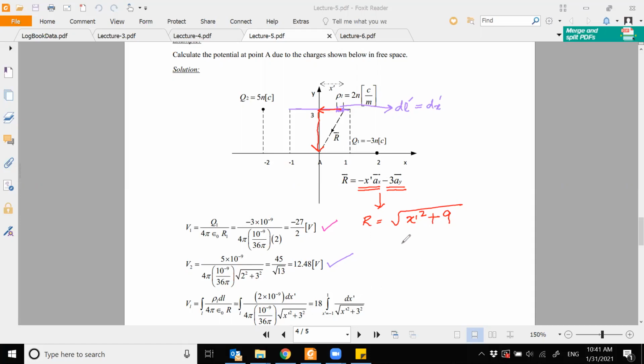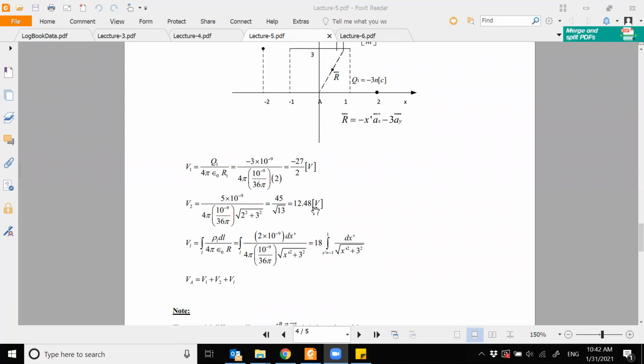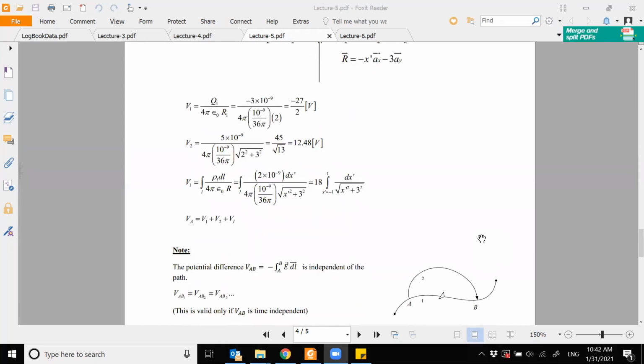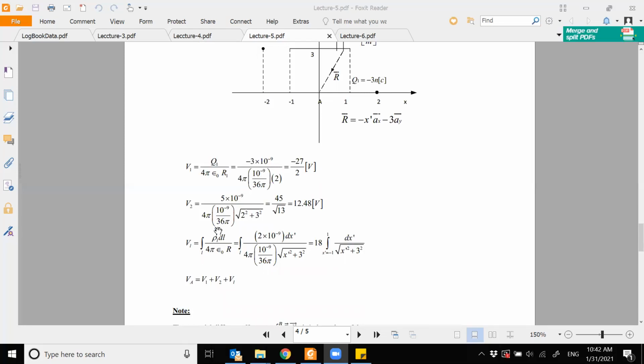Now, what will be the limits of my x dash? So dl will be moving from here to here to cover the length, right? So my x dash will go from -1 to 1. Then you can continue and solve this, get your answer. And once you get your answer, the overall potential will be V1 plus V2 plus this answer. Clear? So this is how you can find the potential for a finite line, again using the general expression of the potential.